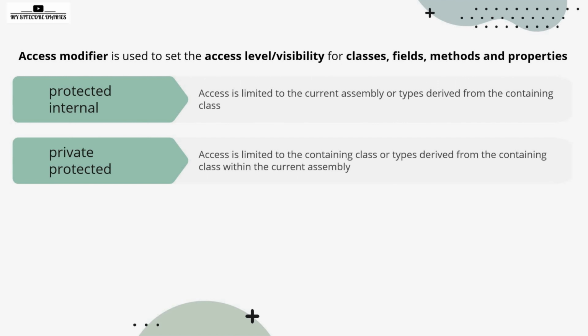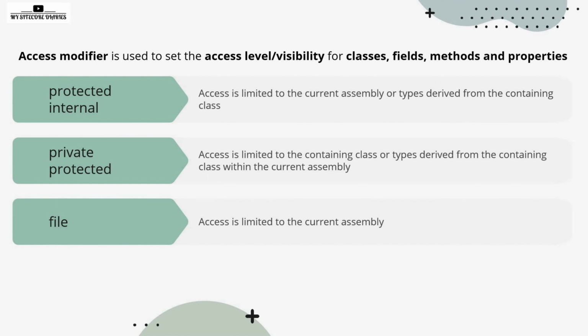You have a base class, class A, then it will not be able to access it. Okay, so it is within that assembly, but the derived classes should be within that assembly only. Whereas for protected internal, whatever the types derived, there is no restriction at the assembly level. Okay, so that is the difference between these two. File: access is limited to the current assembly.